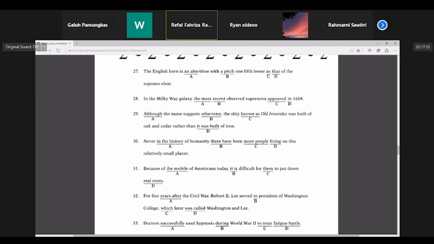D, ma'am. The English horn is an alto oboe with a pitch a fifth lower than that of the soprano oboe. The correct one is C. Here we have "that." I believe we already discussed this. So this "that" actually refers to the pitch. So here we have "with a lower pitch than that of the soprano oboe." The correct answer is C. Yes, and then 28.